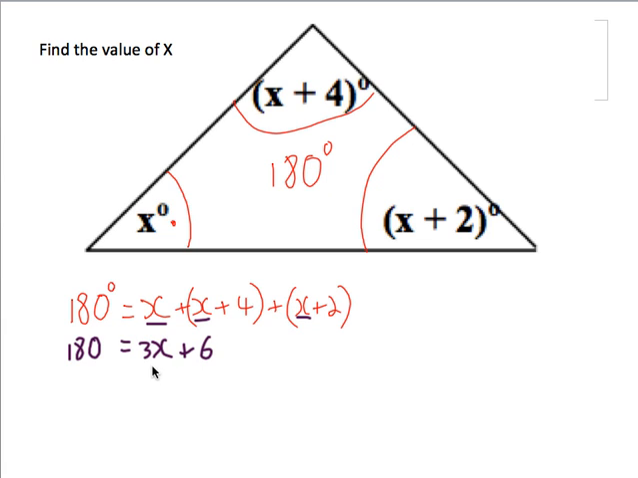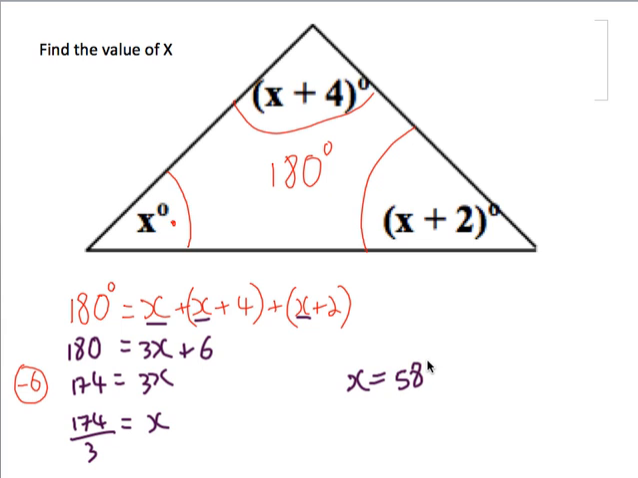Now, what's going to be my next step in this sort of equation? Well, I want to get all my numbers on one side and all my letters on the other side. So I would take away 6 from both sides. So 180 minus 6 gives me 174. And if I take away 6 from this side, I am left with 3x. So how do I get from 3x down to 1x? Well, I divide by 3. So my answer is going to be 174 divided by 3, which is 58. So my answer is x equals 58 degrees.